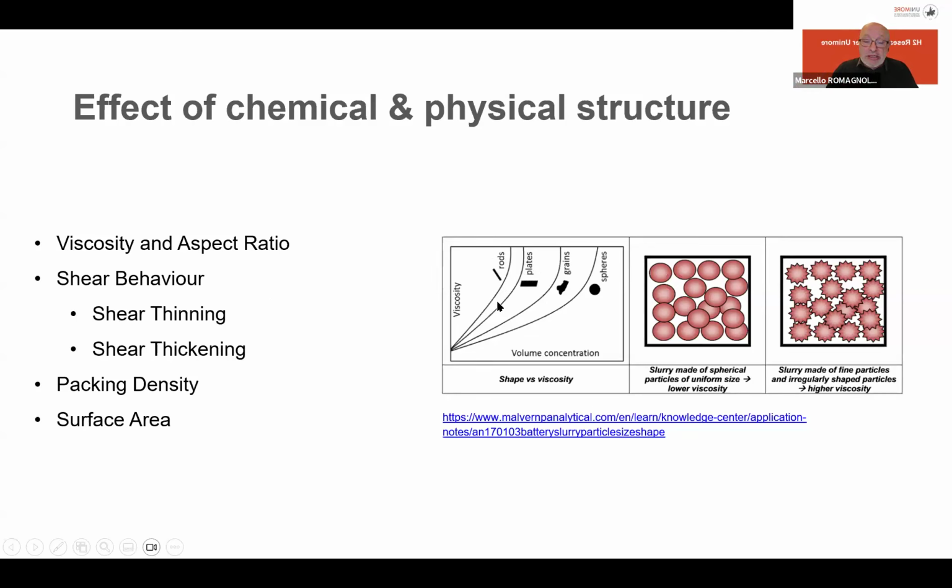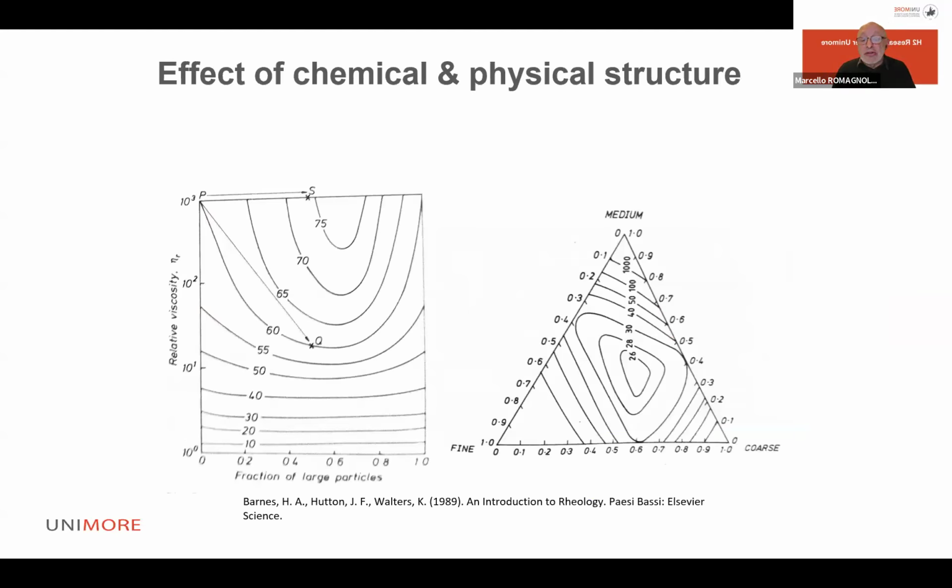They also determine the packing density and the surface area, which is low when we have a sphere shape and increases with a different shape with respect to the sphere. Particle size distribution is another important, yet often underestimated, method for controlling the viscosity.